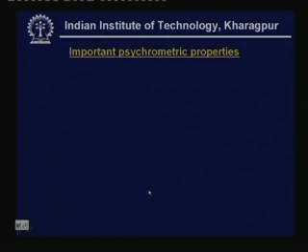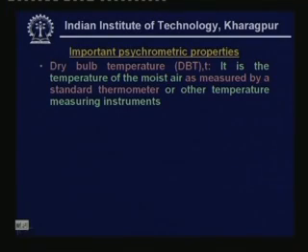Now, let us look at important psychrometric properties. What I shall do is define the psychrometric properties and give equations for them, and these equations are derived based on the assumptions made earlier, that means based on the perfect gas model. The first and most important property is the dry bulb temperature, in short DBT, denoted by small t. It is the temperature of the moist air as measured by a standard thermometer or other temperature measuring instruments. So dry bulb temperature is nothing but the temperature.